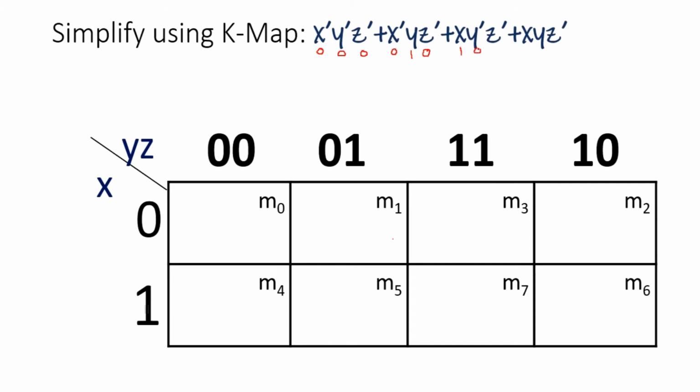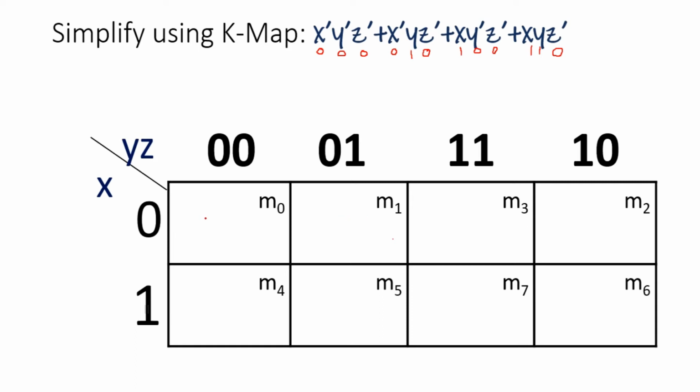Ang value ni y ay 0 dito. Z ay 0. X ay 1. Y ay 1. Z is 0. Now, hahanapin natin yung mga values na yan sa K-map. Okay. Nag-0 si x. Saan nag-0 si x? Sa first row.